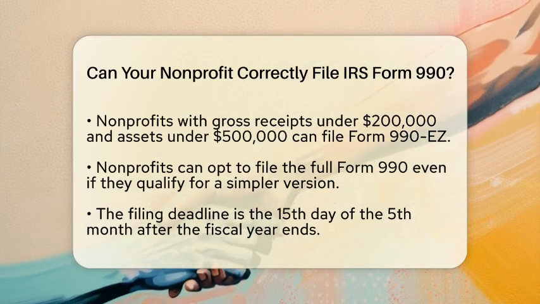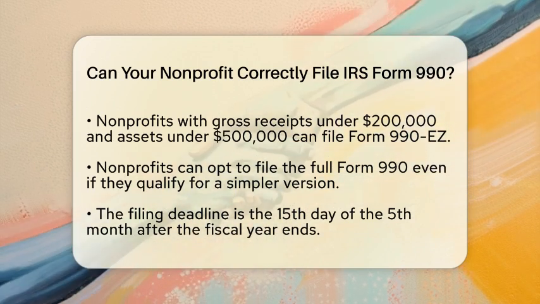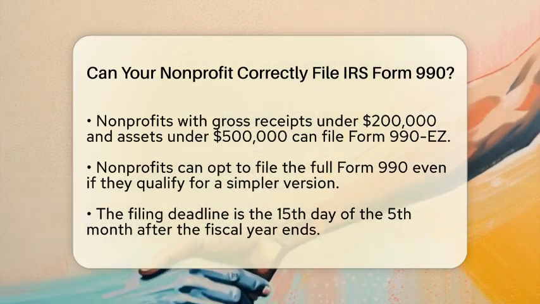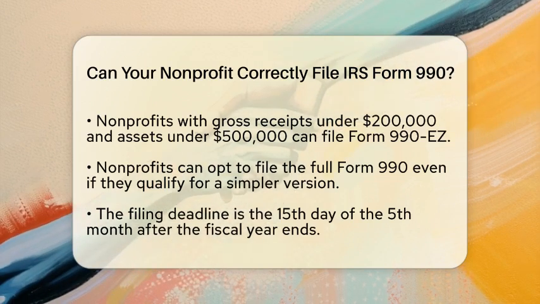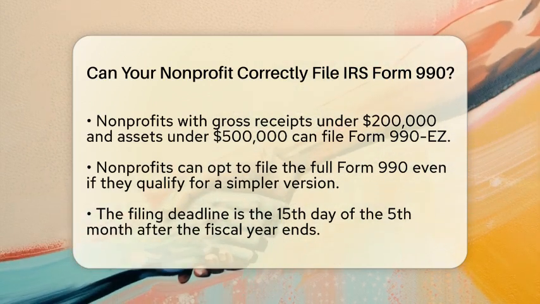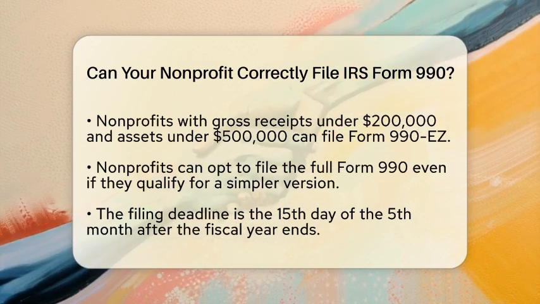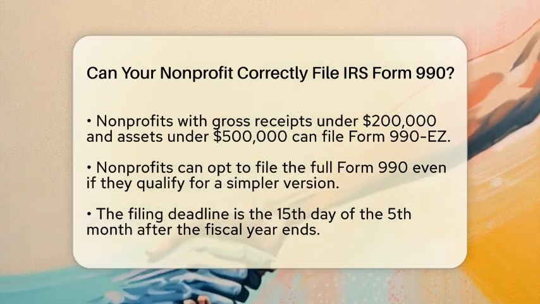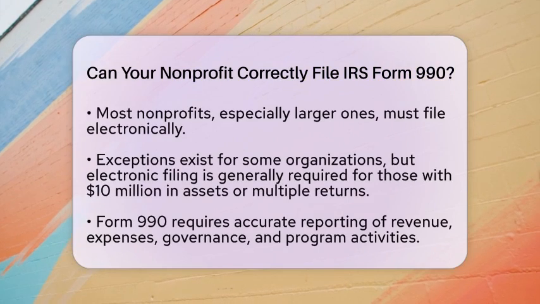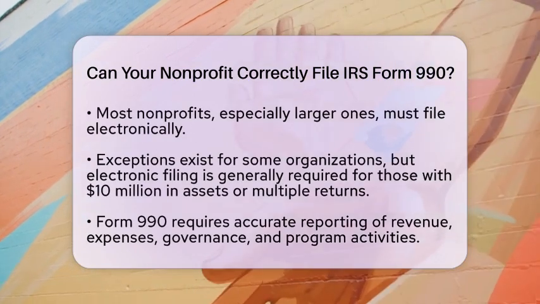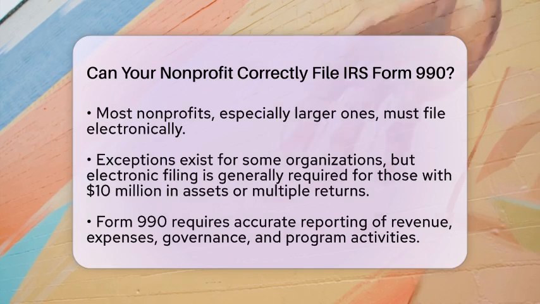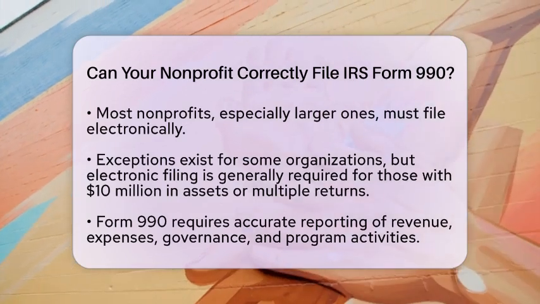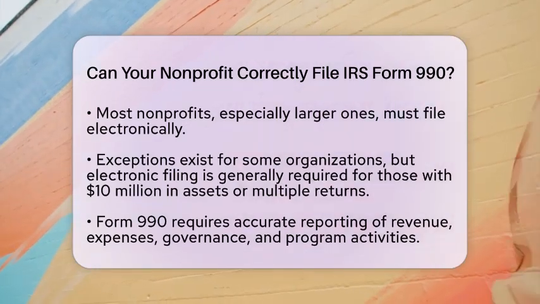Next, let's talk about deadlines. Nonprofits must submit their Form 990 by the 15th day of the 5th month after the end of their fiscal year. Most organizations are required to file electronically, especially larger nonprofits or those with significant assets or revenue. There are some exceptions, but electronic filing is generally mandatory for nonprofits with $10 million or more in assets or those filing many returns annually.